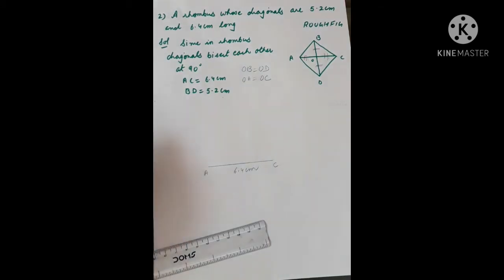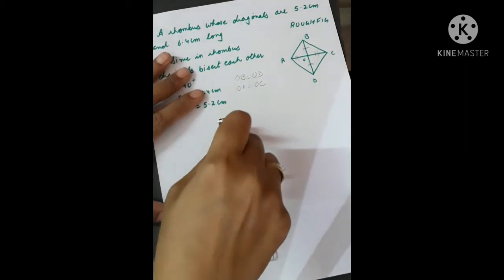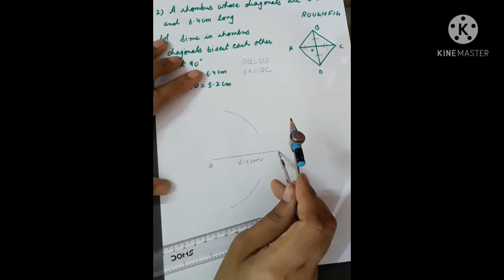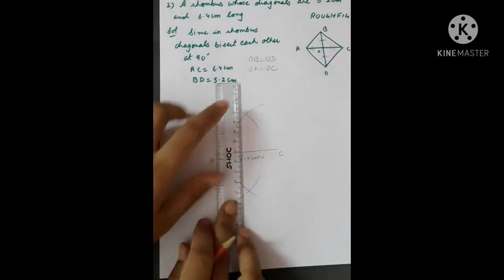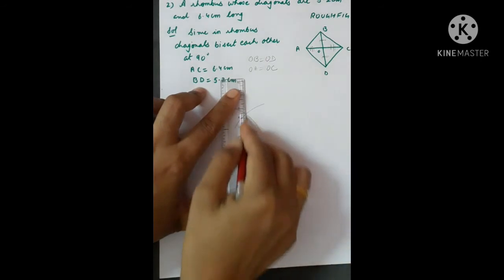Keep the compass at point A. Open it more than half of this line segment AC. Swing arcs, one on the top and one at the bottom. Then same compass keep at point C. Swing one arc on the top and one at the bottom. You got the bisector of this AC. That is the perpendicular bisector.